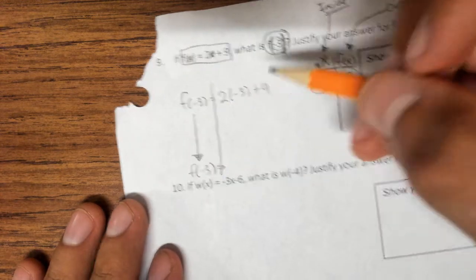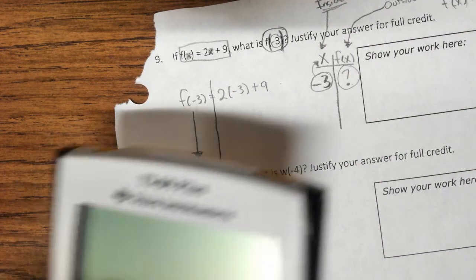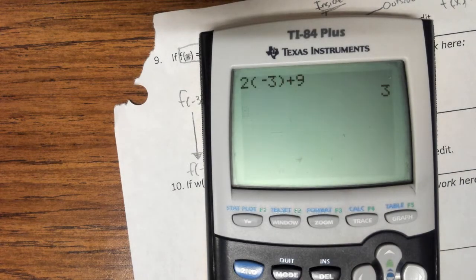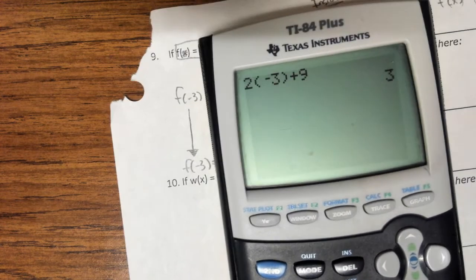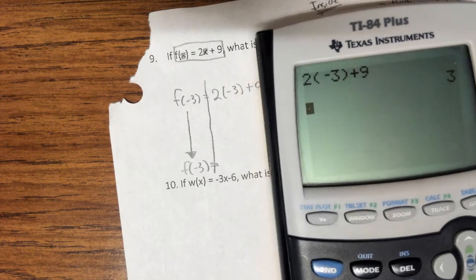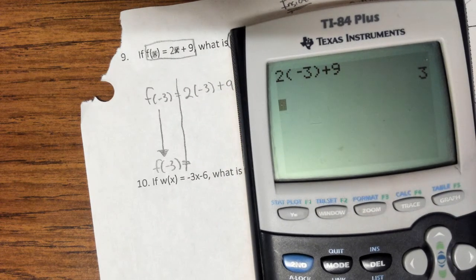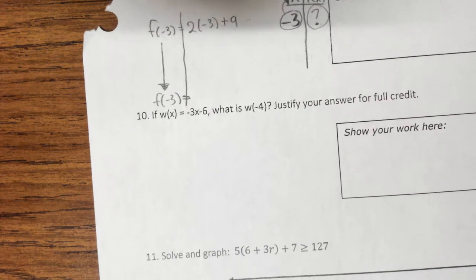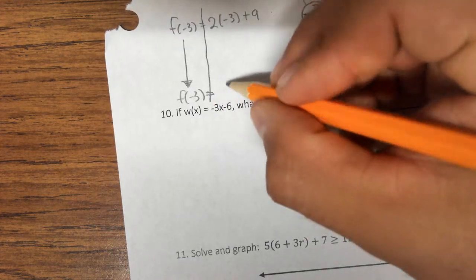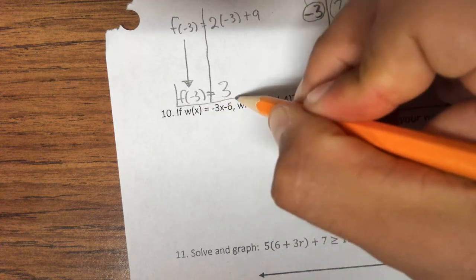On this side, all we do is type this into our calculator and simplify, which I think I've already done. I've already typed it in. It's going to be 2 parentheses negative 3 plus 9. If I hit enter, I get 3. So my answer is just going to be f of negative 3 equals 3. This whole thing is my answer.